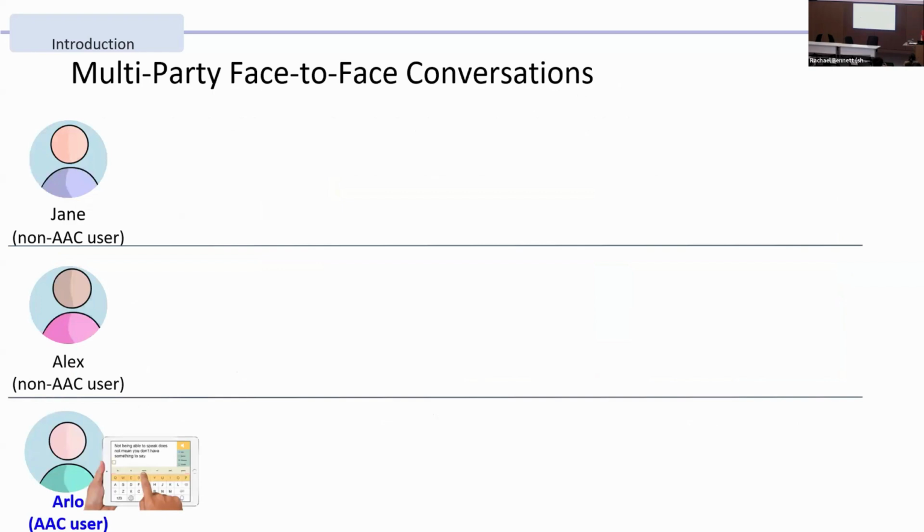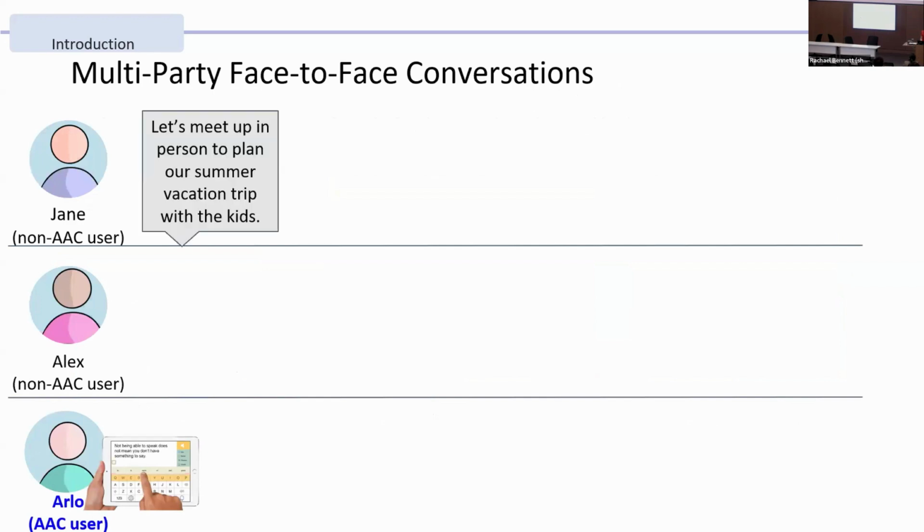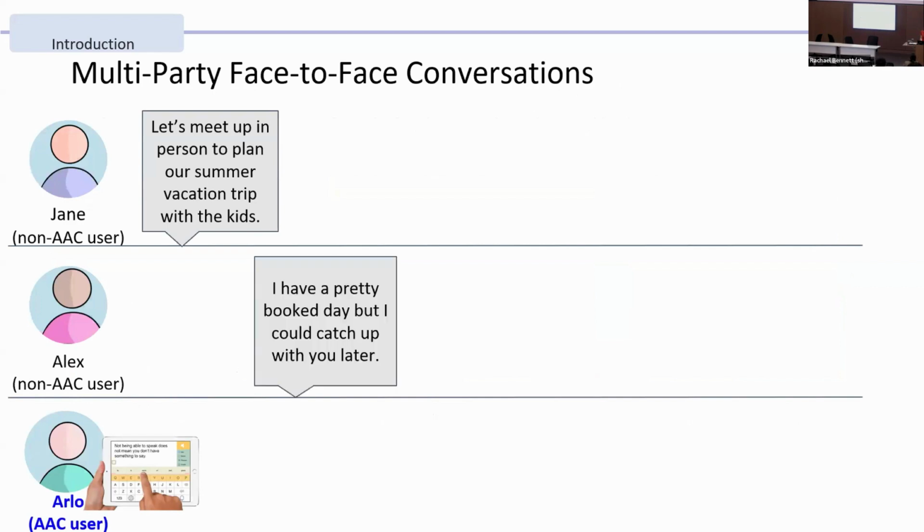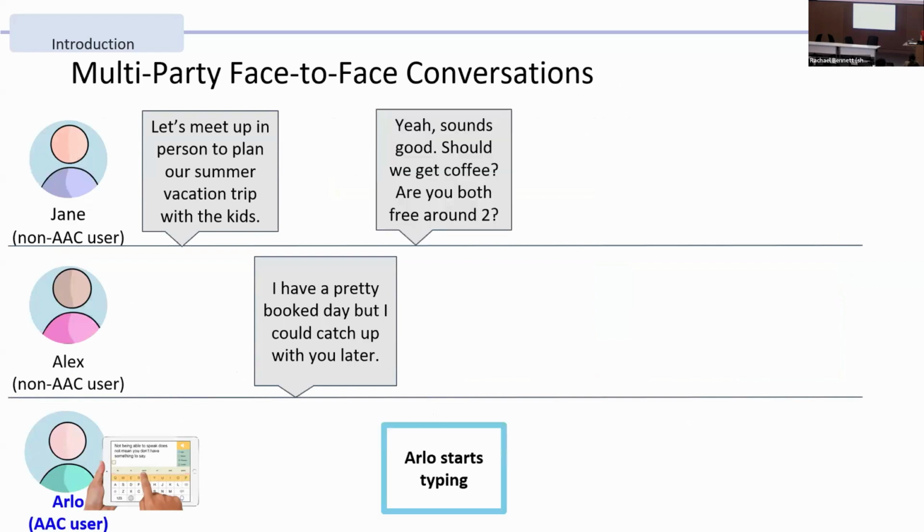For example, picture this conversation between two non-AAC users, Jane and Alex, and Arlo, who is an AAC user. Let's say they're on a Zoom call. Jane says something like, "Hey, let's meet up in person to plan our summer vacation with the kids." Then Alex says, "I have a pretty booked day, but I could catch up with you later." Then Jane responds, "Yeah, sounds good. Should we get coffee? Are you both free around 2 p.m.?" And in that moment, Arlo, who's an AAC user and is not speaking verbally, starts to type their response.